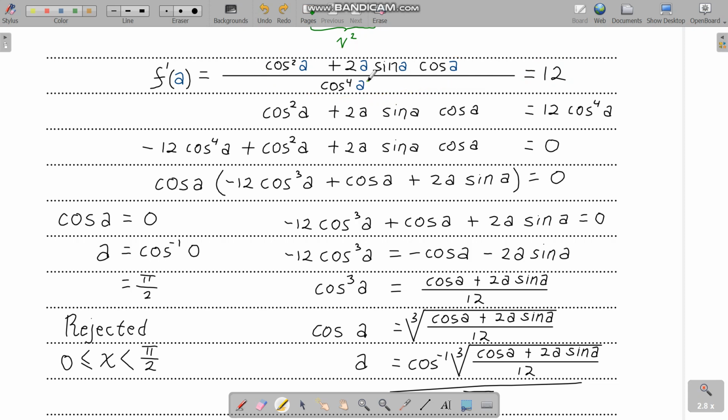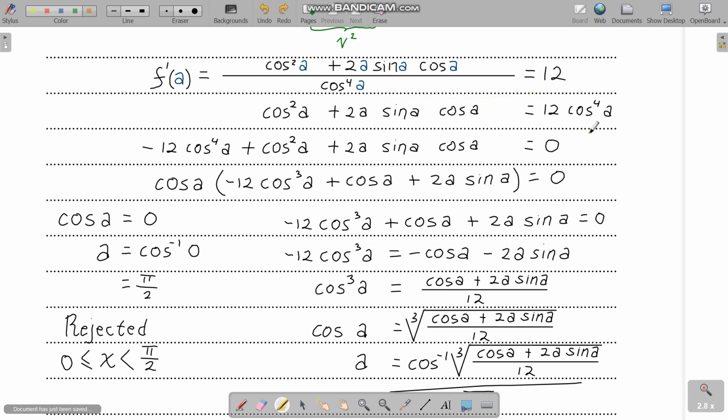Just multiply both sides by the denominator, so we get 12 cos to the power of 4 a, and then we can move this term to the left, so subtract it from both sides. Since we are solving something equals 0, we have to use multiplication somehow. So here we factor out cos a. If you multiply, you get back to the original expression, so we're not changing the equation.